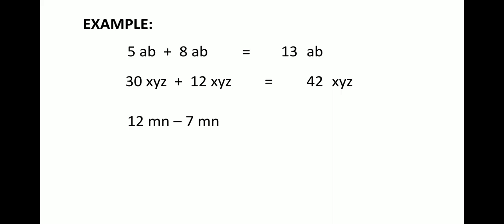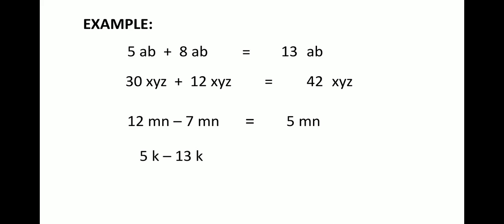Similarly, we can subtract the like terms over here. 12mn minus 7mn. mn is the variable and both the terms are similar. They are like terms. So again over here we subtract in a similar way. 12 minus 7 gives us 5 and we write down the answer as 5mn.